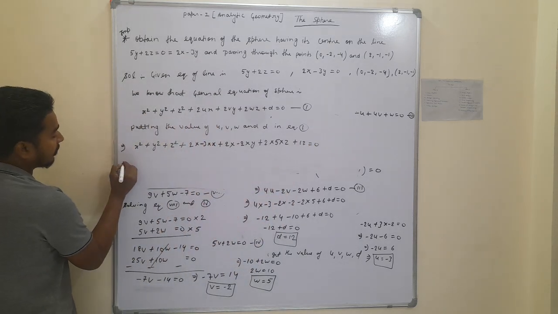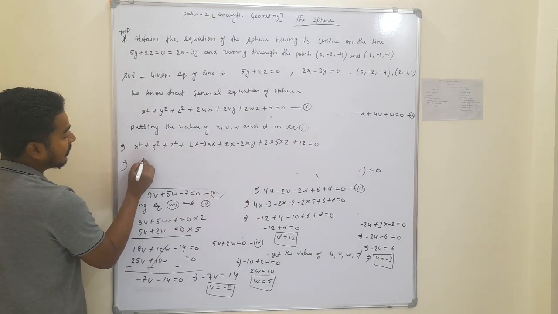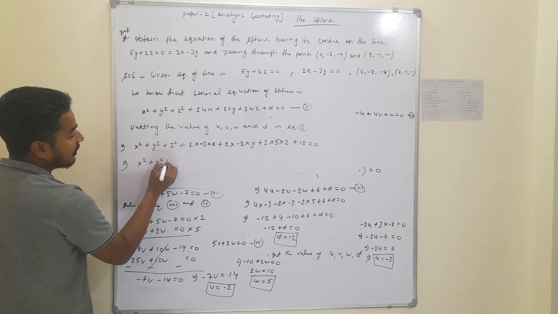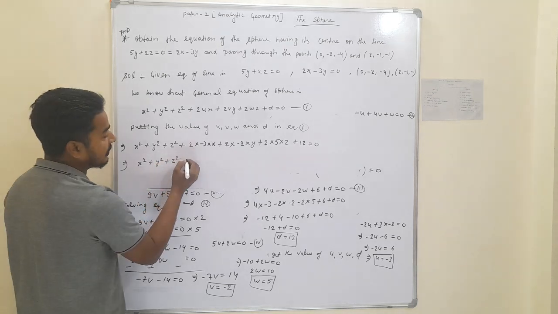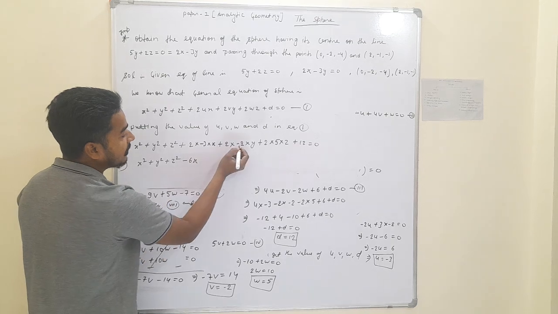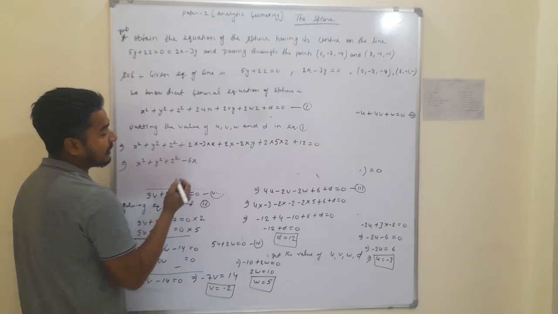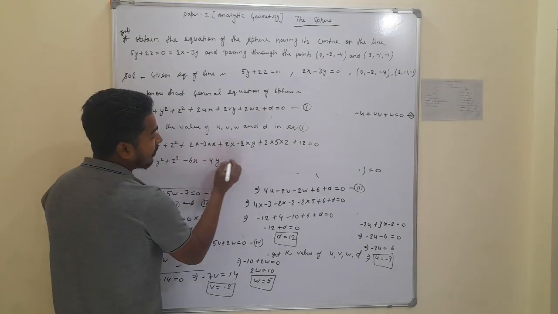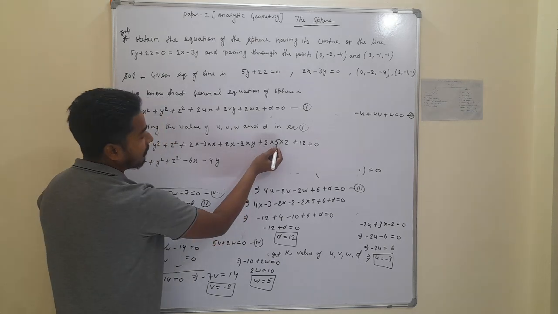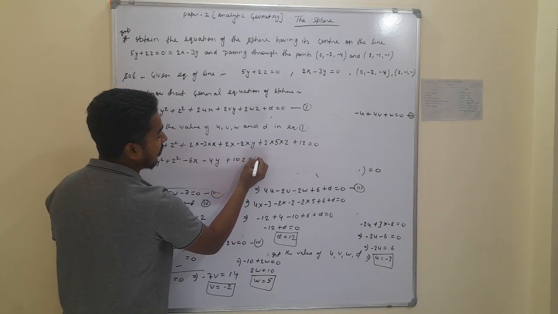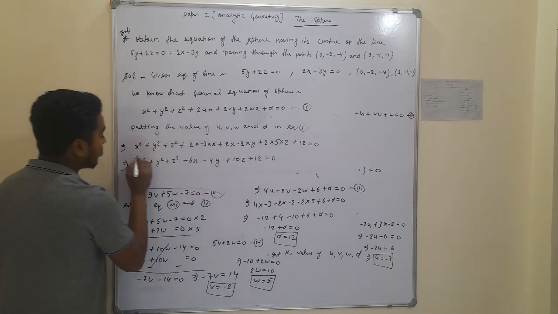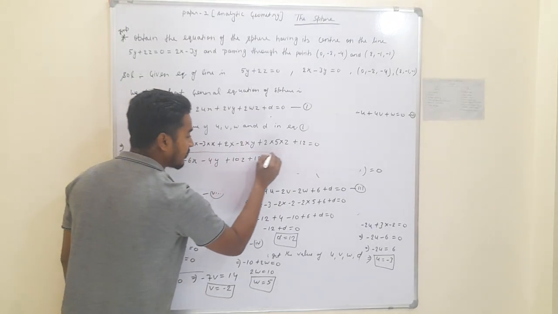And solving, we get the required equation of a sphere. X square plus of y square plus of z square. Here multiplying minus 3 with 2, we get minus of 6x. Here minus of 2 multiplied with 2, we get minus of 4y. And here 5 multiplied with 2, we get 10z plus of 12 is equal to 0. This is the required solution of the given problem.